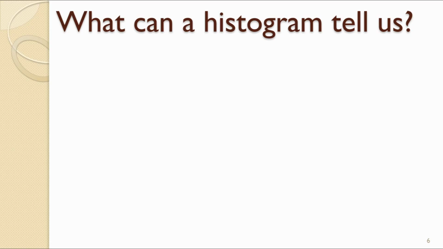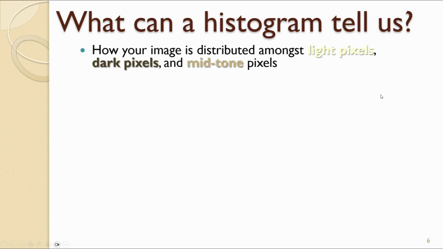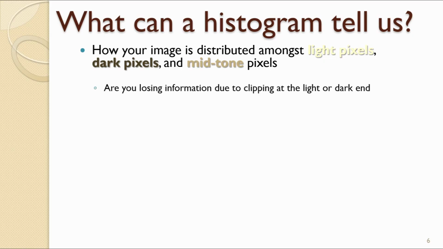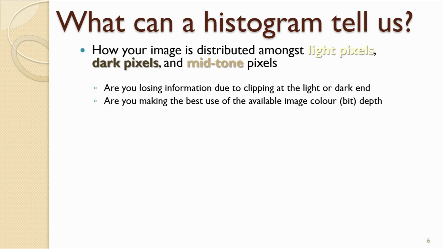It gives you an idea of how the intensity of pixels is distributed, how many dark pixels you have, how many light pixels you have, and how many in the middle. You can use this information to do things like figure out if you're losing information at the dark end or light end of your image, which we call saturation or clipping. You can figure out if you are completely using up all of your possible dynamic range, whether it is from 0 to 255 for an 8-bit image, or 0 to 65,000 for a 16-bit.